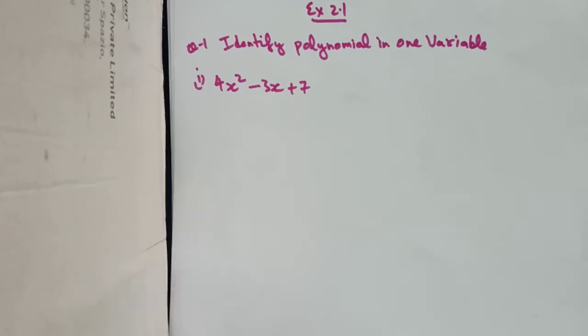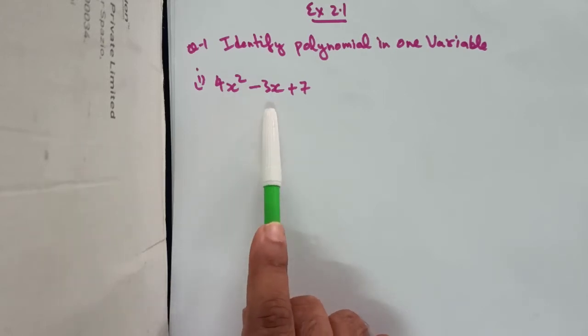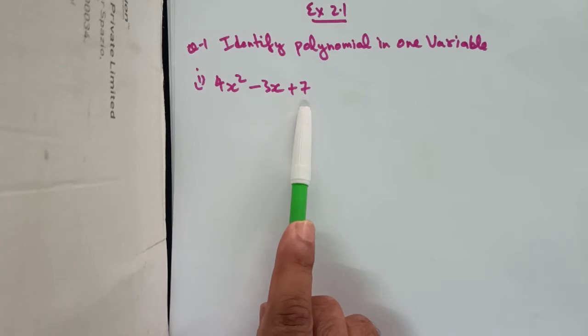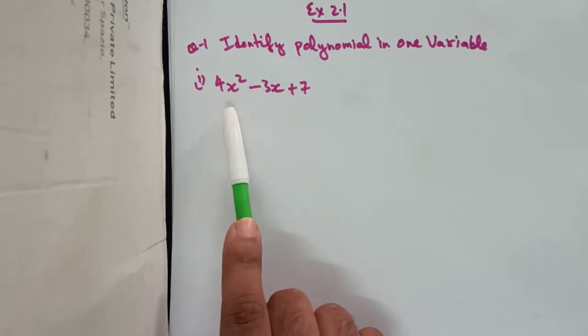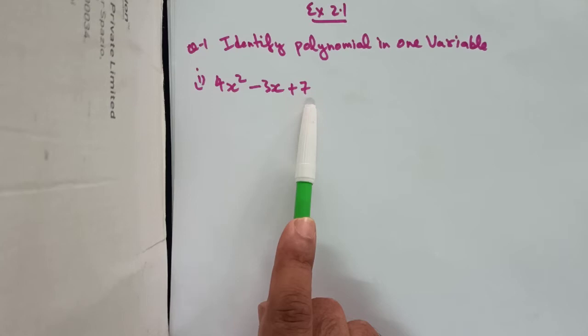So the first part is 4x square minus 3x plus 7. Look here, in this polynomial we have three terms. The first term is 4x square, the second term is minus 3x, and the third term is plus 7. In the first term, what is the variable? The variable is x. In the second term also the variable is x, and the third term is a constant term.